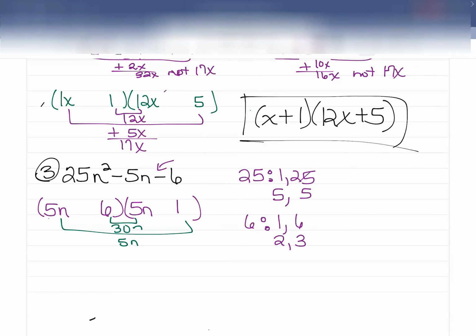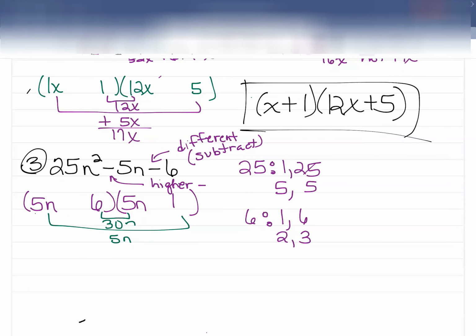Third term had a minus, so I need different signs. When I look in front of the second term, it's a minus, so the higher product is going to have a minus. So 35, if I subtract, I'll get a 25. Even though I reverse the order of the signs, I'm not going to get my 5. So that one didn't work.